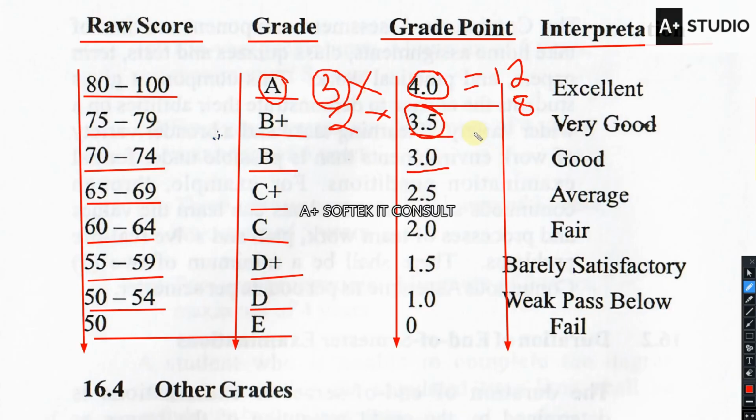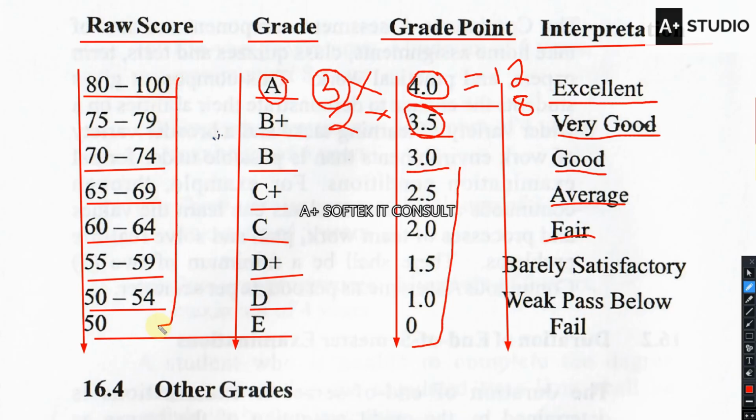Yes, so here is the interpretation. Getting an A, 80 to 100, is excellent. Anytime a student gets an A, it means the student has 80 to 100. Anytime the student gets a B plus, it is 75 to 79, which is very good. Then we have good for B, and then average, fair, and it goes on. There is a reason why we have to understand these.